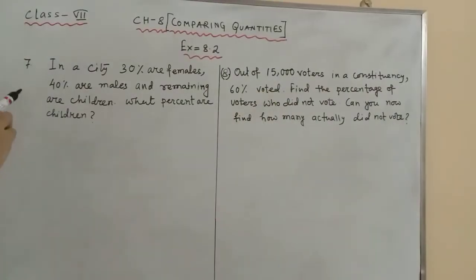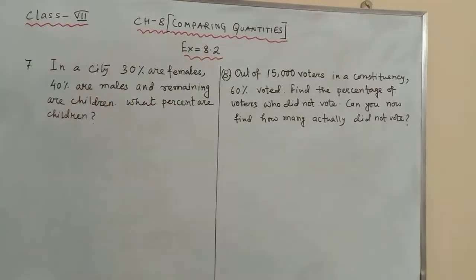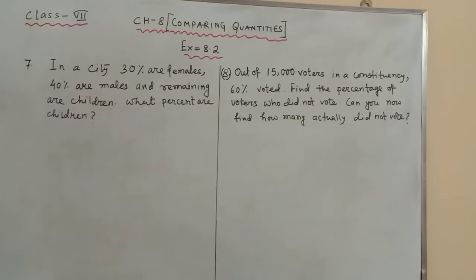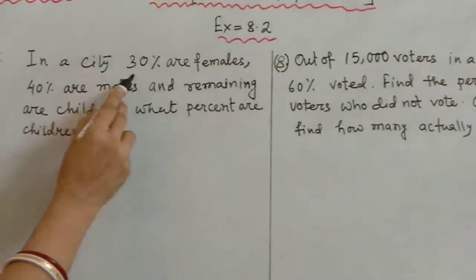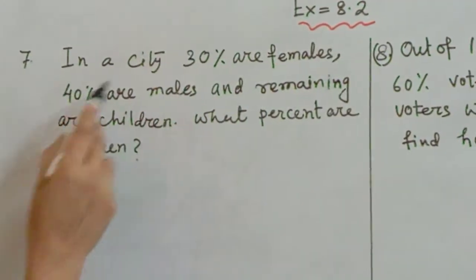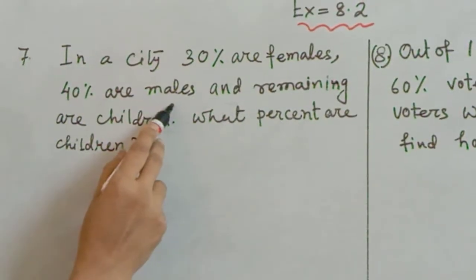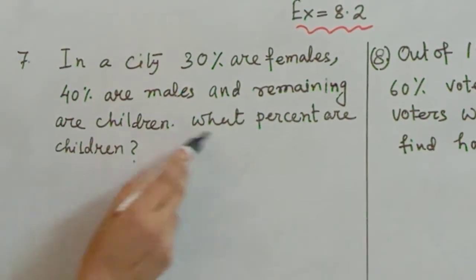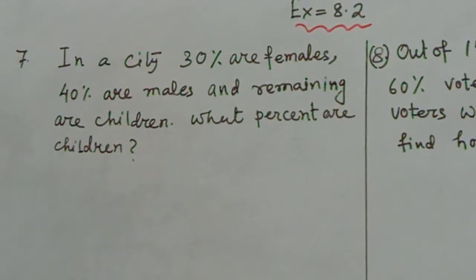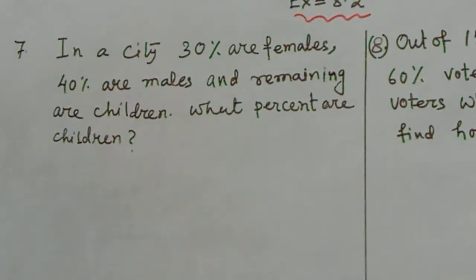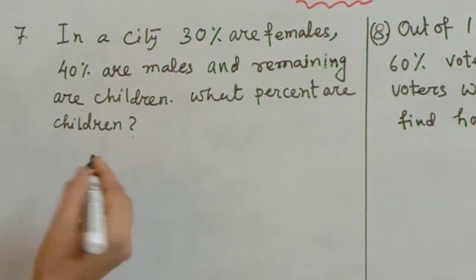Today we will do question number 7, exercise 8.2, chapter 8, comparing quantities. Now in question number 7, in a city 30% are females, 40% are males and the remaining are children. What percent are children? Now you know percent means out of 100.